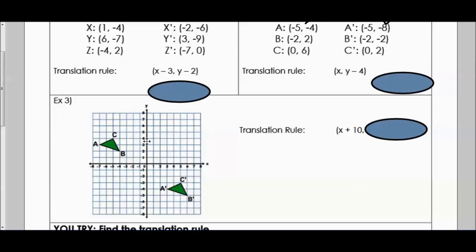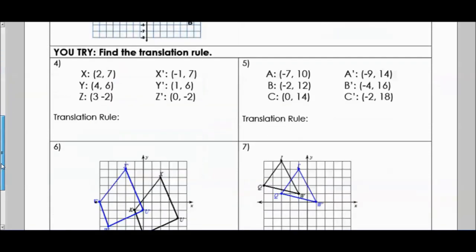Then it's starting at 3 in the y direction and going down to -4. So it's dropping 3 and then 4 more, that's 7 total. So we're subtracting 7 in the y direction. That's how we would write the translation rule. All right, finish this practice on your own.